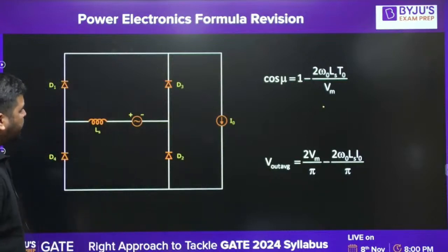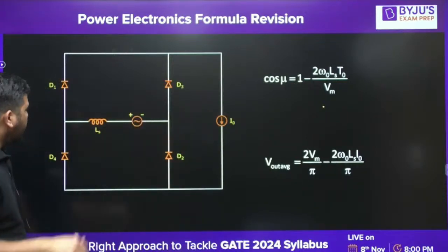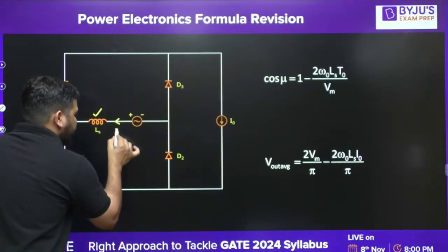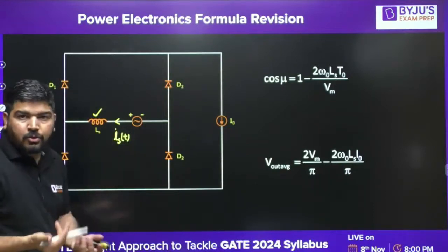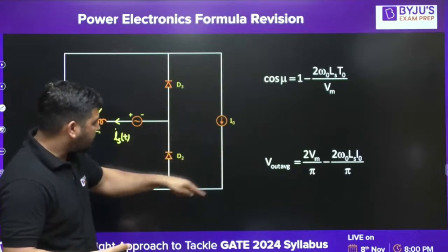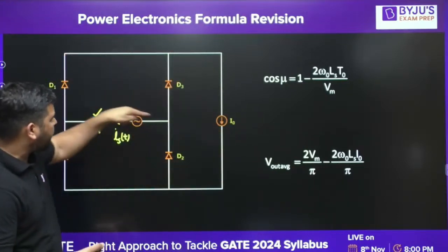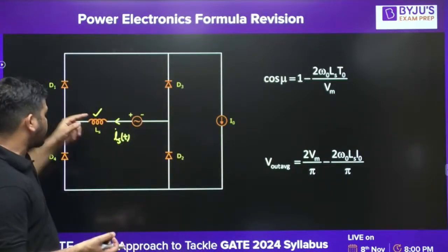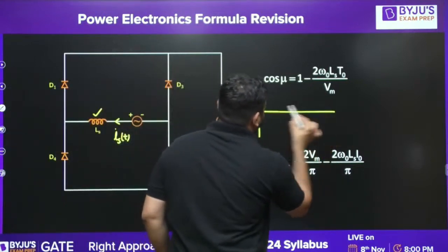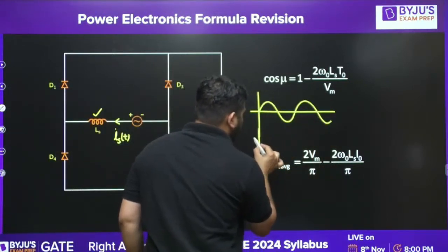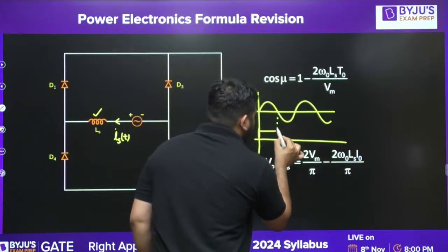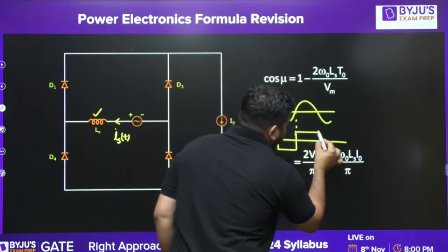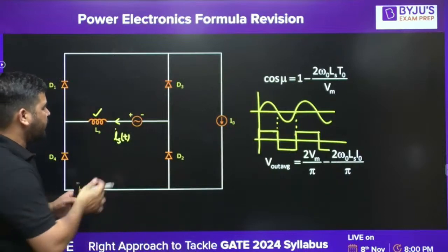You can say the bridge rectifier, and there is a current source here. Again, we have the source inductance. Due to this source inductance, the source current will not change abruptly. If there is no source inductance, this current will flow through D1, D2 from 0 to pi, and from pi to 2 pi, it will flow through D3, D4. So the source current will be positive from 0 to pi and negative from pi to 2 pi, like this.